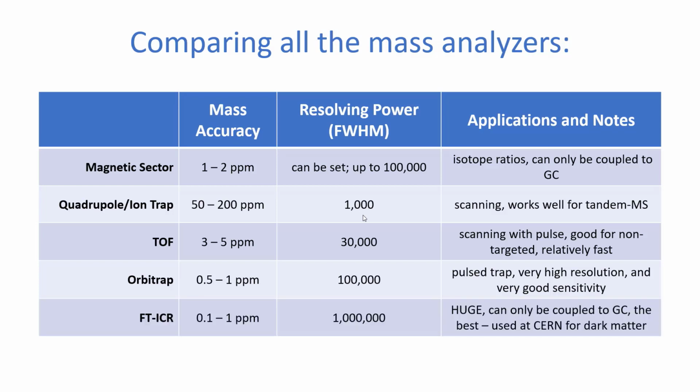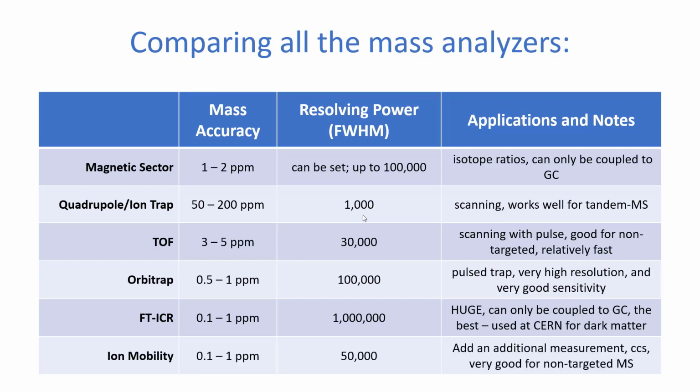And then the FT-ICR, the Fourier transform ion cyclotron resonance models, have even better mass accuracy and even higher resolving power, but they're huge. They can only be coupled to a GC. They are the best for looking at really small particles. These are used to look at dark matter and at CERN, and they're really cool. And there are a few around. And if you want to get the most powerful ones, they're really expensive, just like the Orbitrap.